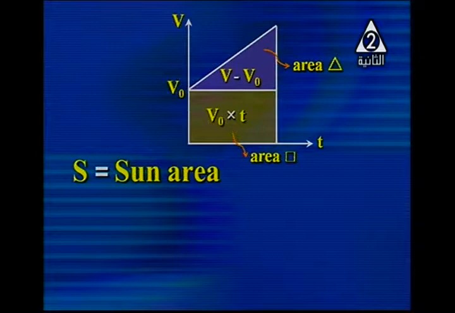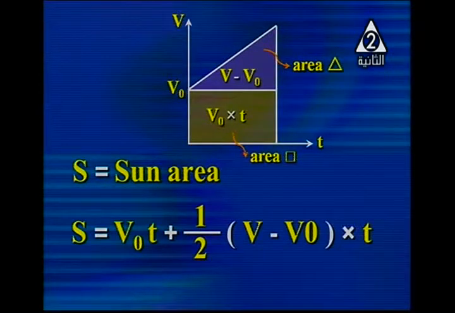Look at the distance, or S, which means the sum of the area of a triangle. S equals V naught T plus half, bracket, V minus V naught, T. Dear student, the first equation is S equals V naught T plus half Vt, but in this case we represent V by V minus V naught times T.